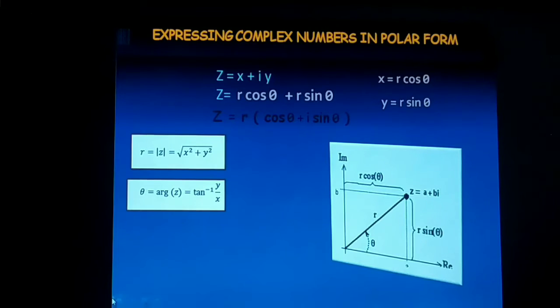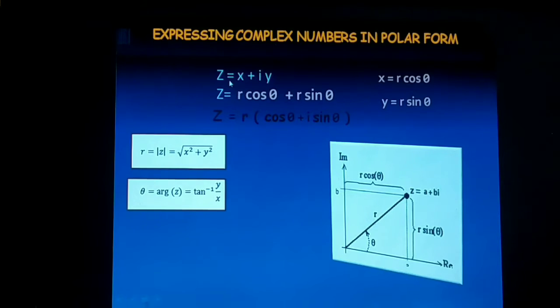So what is the polar form? Polar form is z is equal to r (cos theta plus i sin theta). Any number given as z is equal to x plus iy, we can convert it into z is equal to r (cos theta plus i sin theta), and it is called the polar form of the complex number.